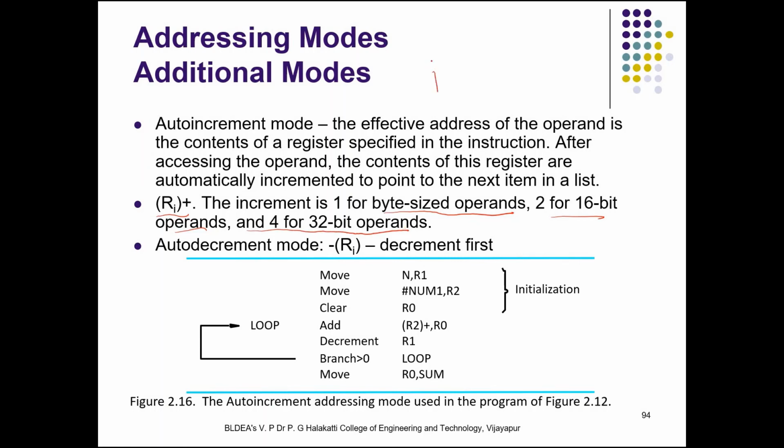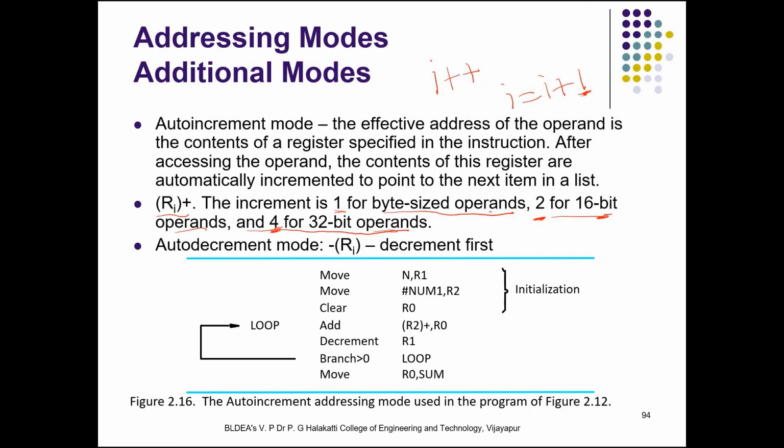So you people have already studied I++ in your C programming. So auto increment is nothing but I is equal to I plus 1, and this value depends on the instruction, that is, if it is a byte-sized operand, then it will be 1. If it is a 16-bit operand, it will be 2, and if it is a 32-bit operand, then the increment will be by 4. Same way, auto decrement I can write as minus R of I.